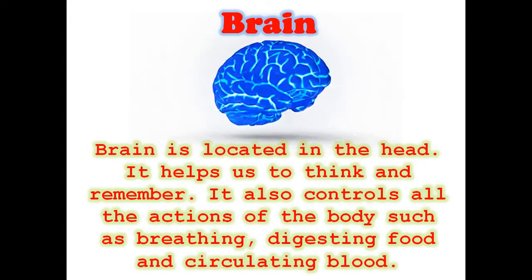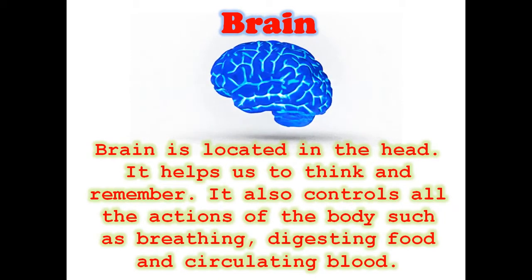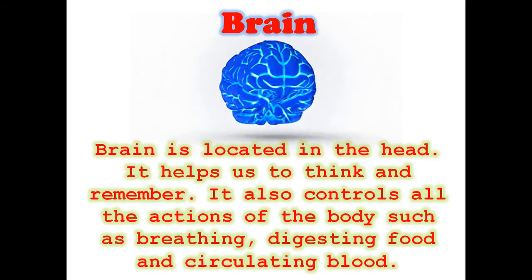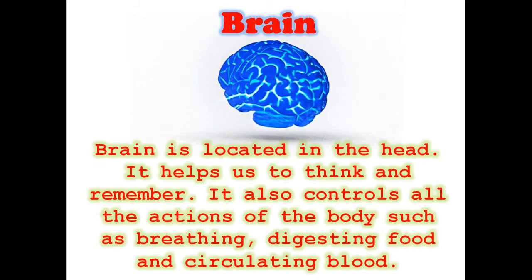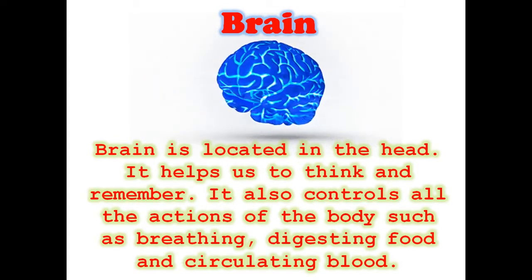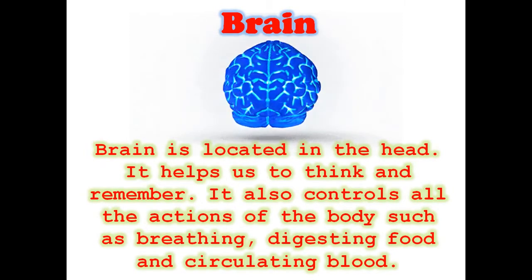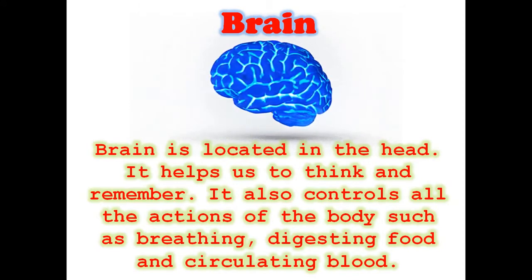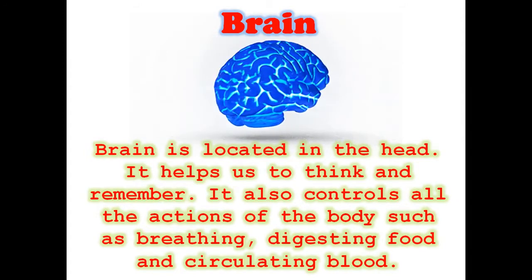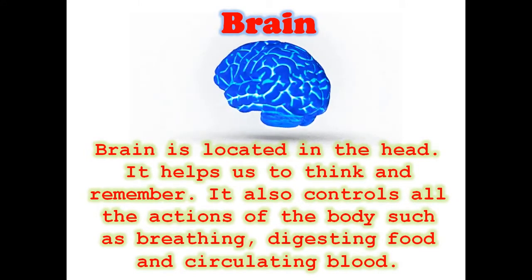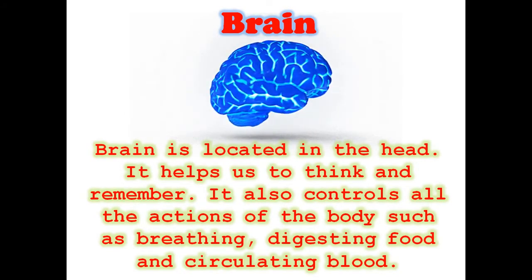Our brain receives messages from the sense organs and sends orders for action through nerves. So see, our brain receives messages from the sense organs. You have learned what sense organs are in class 2. What are the sense organs? There are 5 sense organs: eyes, tongue, ears, nose, and skin. So the brain receives messages and it does things.